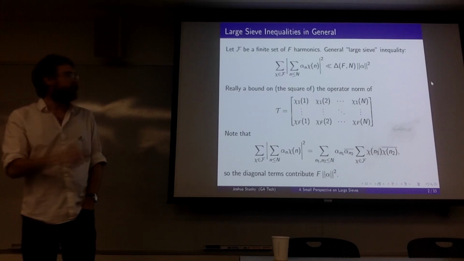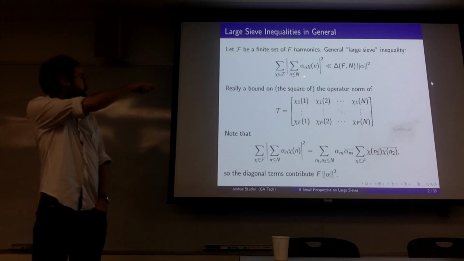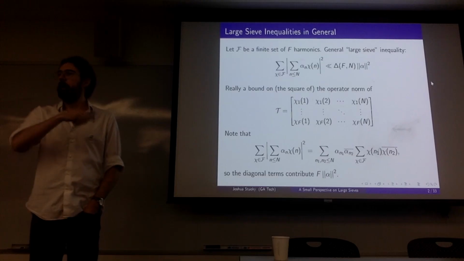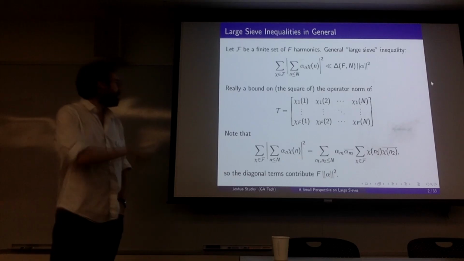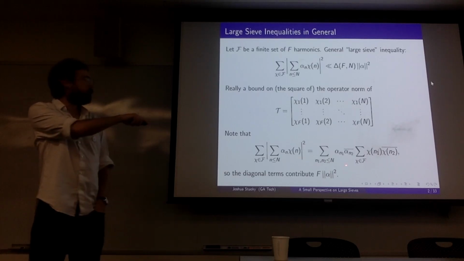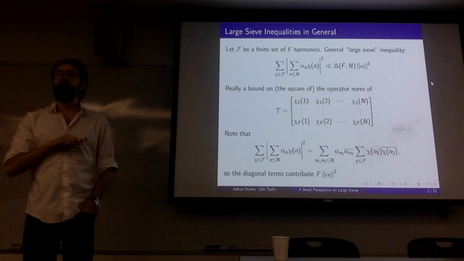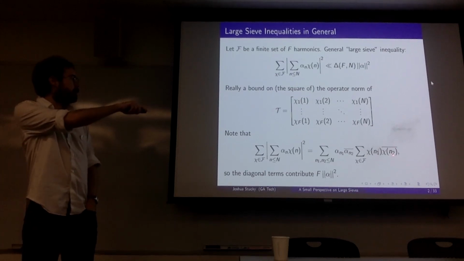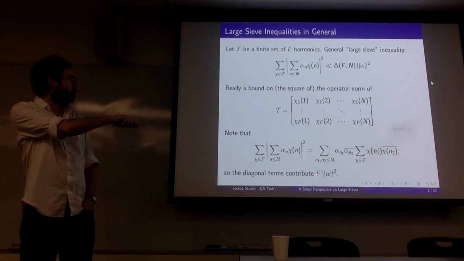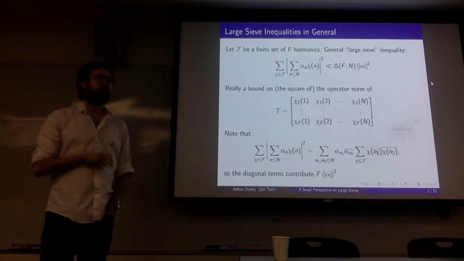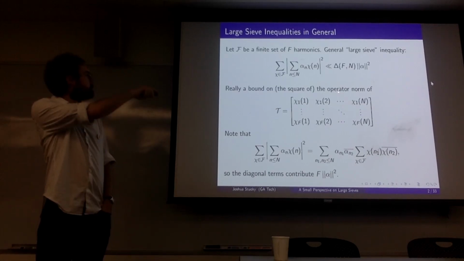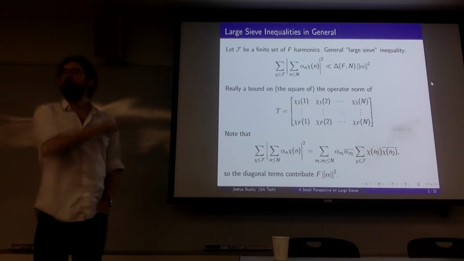So first of all, if I take my sum and open up the square and interchange the order of summation, because we analytic number theorists love to do that, we just can't get enough of it, and I look at just the diagonal contributions when n1 and n2 are the same, I'm going to evaluate to 1, and that gives me a contribution of the number of harmonics times the L2 norm of my coefficients. So certainly I can't expect this bound to be any smaller than F.